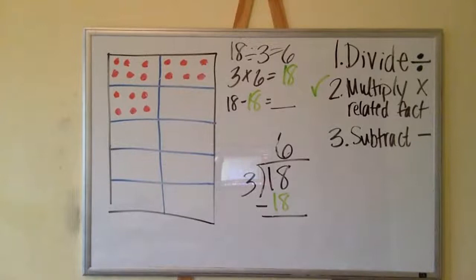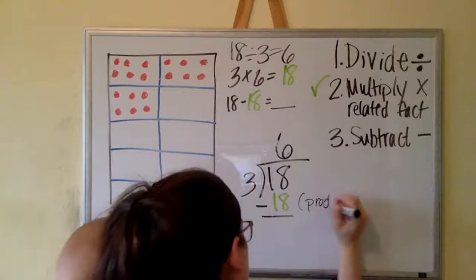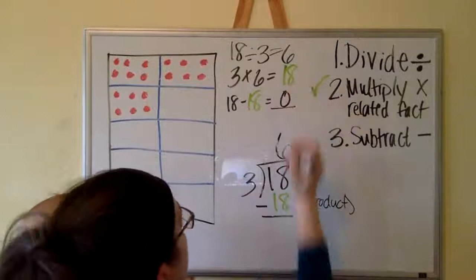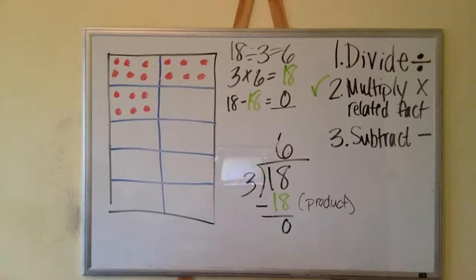Okay? So, what does 18 minus 18 equal? What's 18 minus 18? Well, that's 0. The third step in long division process is subtraction.